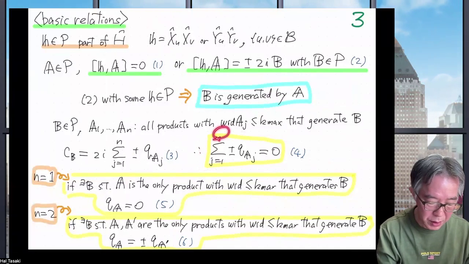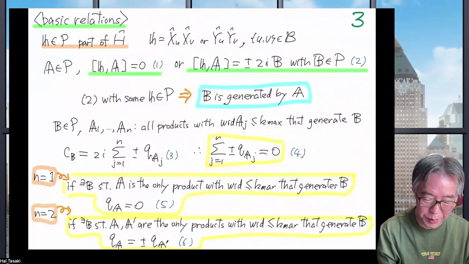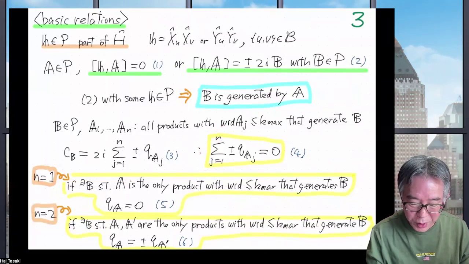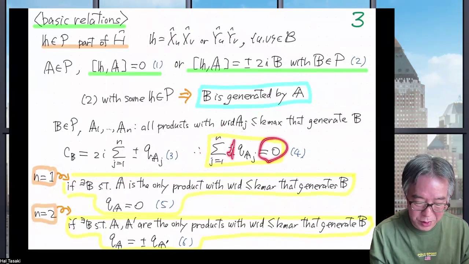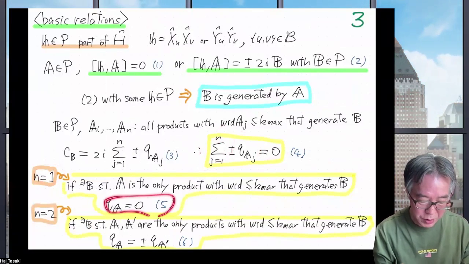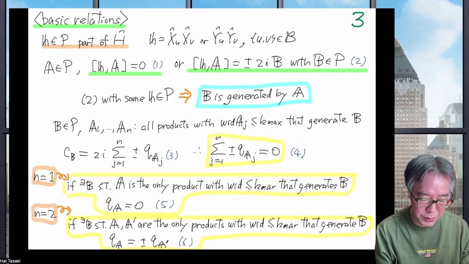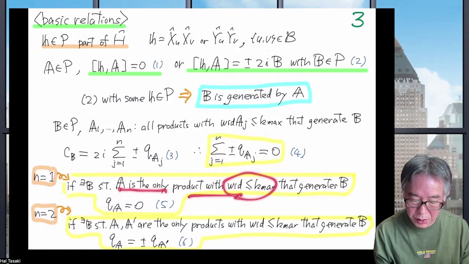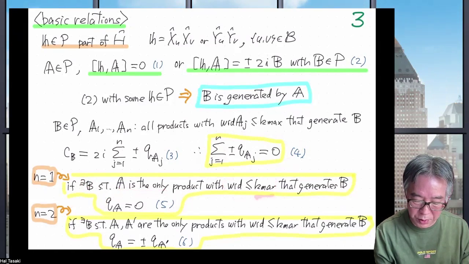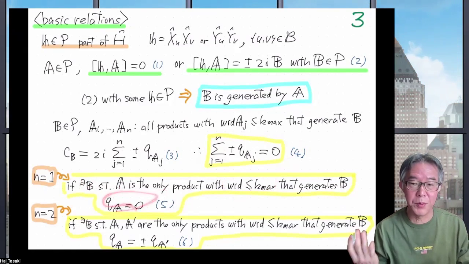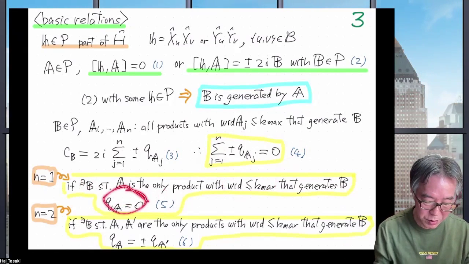But if n is 1, this is very meaningful. If n is 1, there's only one term, and you say it's 0. So we learned by setting n equal to 1 here that if there is B such that A is the only product with width less than or equal to k max that generates B, then this coefficient must be 0. This is very good information.